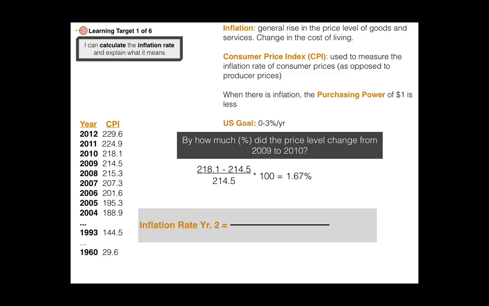Here's the generic equation. The inflation rate for year 2 would be the CPI of year 2 minus the CPI of year 1, divided by the CPI of year 1, because we're trying to figure out that percent change from year 1.